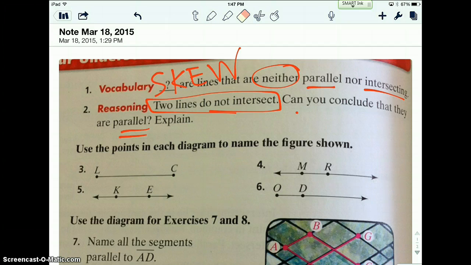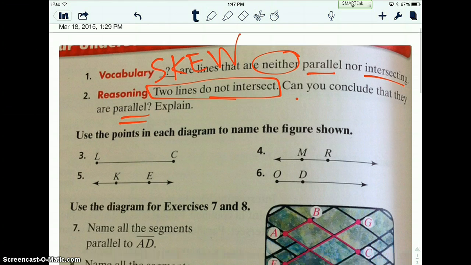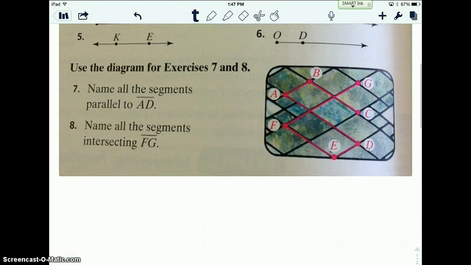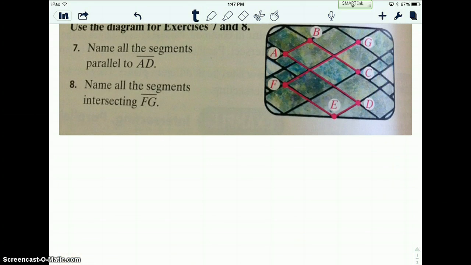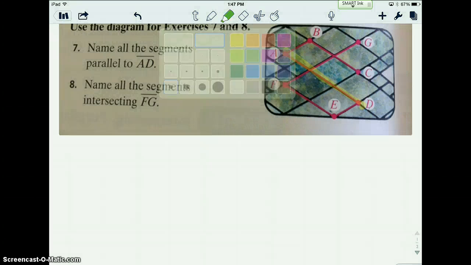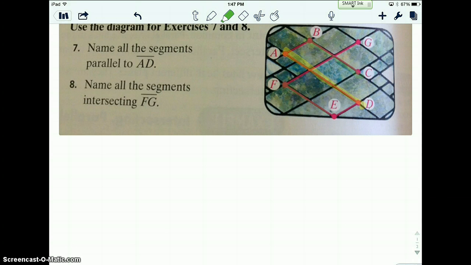And the last 2 on this little quiz here. Number 7, name all the segments parallel to AD. So we need parallel to this. Well, that's going to be BC and FE. And how do we write that? BC with that over it and FE with that over it.